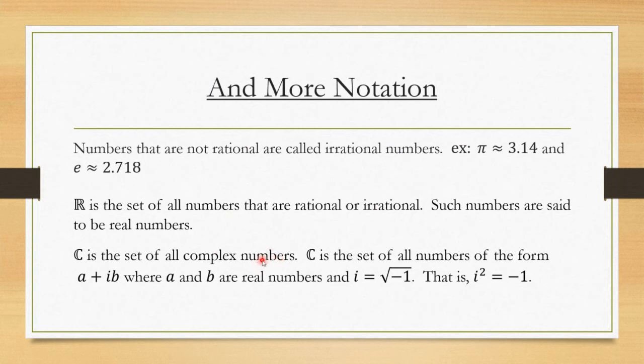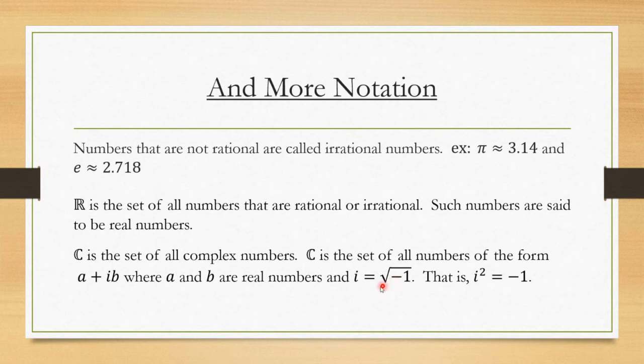Now, the book does go a bit into the set of complex numbers. By definition, this set is the set of all numbers in this form, a plus i times b, where a and b are real numbers. So a and b are numbers that are either rational or irrational. i is what they call an imaginary number. It's the square root of -1.